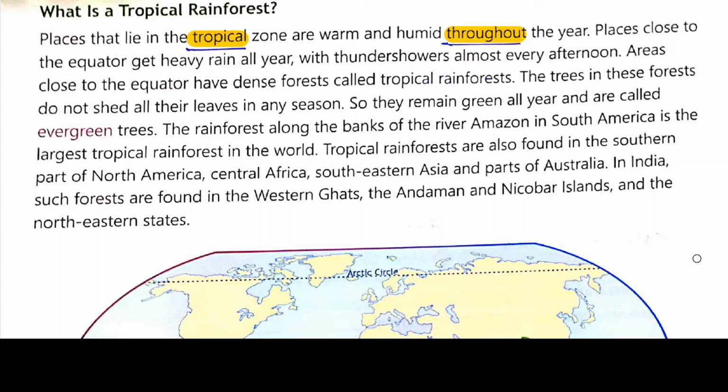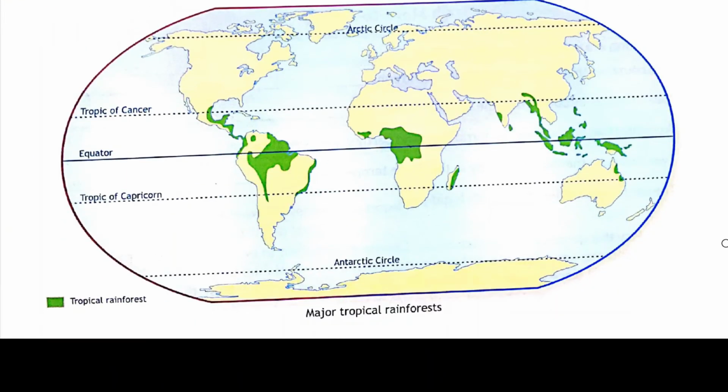Here on the top you will see the picture of the major tropical rainforests. This is the picture of the earth where the equator divides the earth into two halves, and on the top we have the Tropic of Cancer, and at the bottom we have the Tropic of Capricorn. In these areas you will see some green shades, and these are the forest areas. Near the equator we can find that the tropical rainforest areas are found. You can see this in the picture.